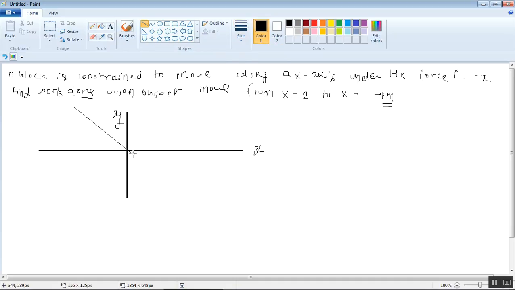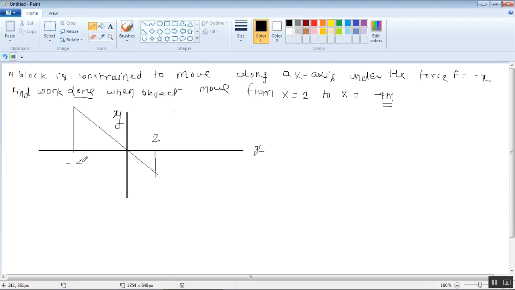Let's suppose this position is 2, and this position is minus 4. So this is 2 meter and this is minus 4 meter.